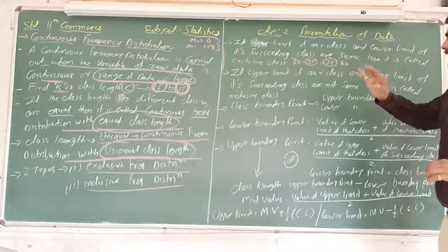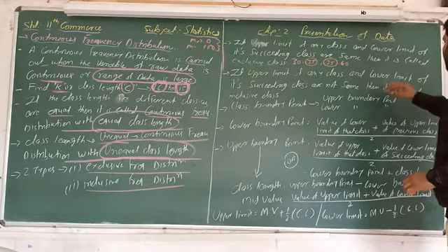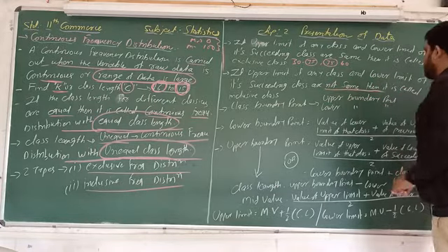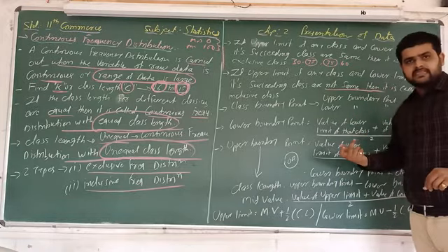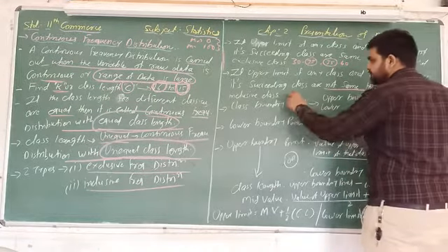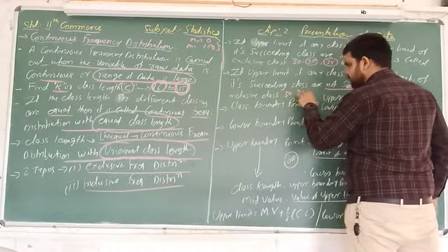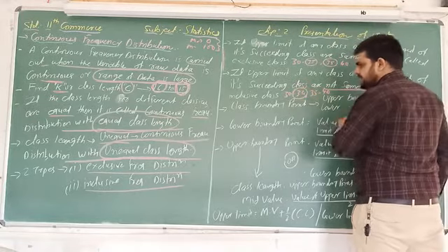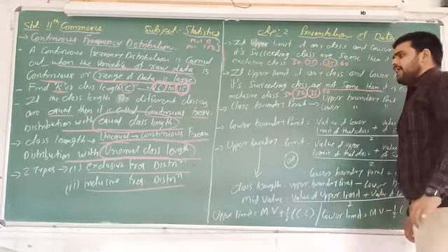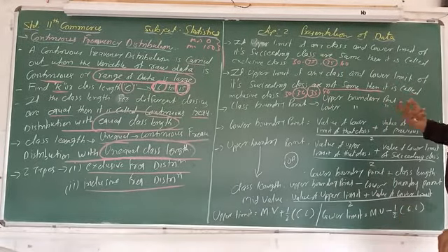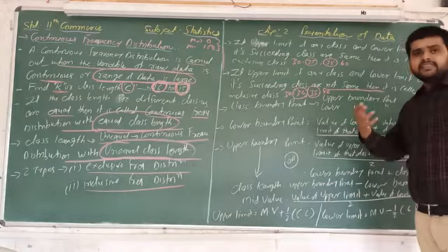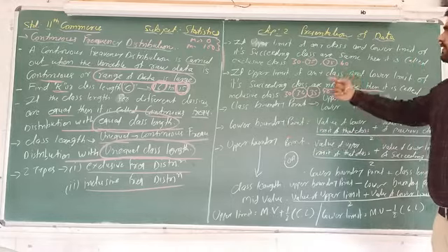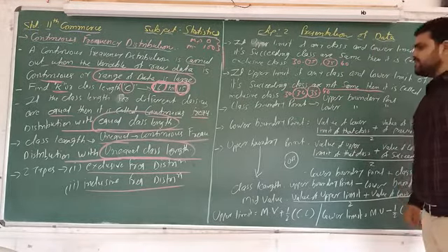Likewise, if the upper limit of any class and the lower limit of its succeeding class are not the same, then it is called inclusive classes. Let us take one example: 32-34, 35-40. Here the last digit is 34 and here it is 35. Both are not the same, so we can say it is an inclusive class. So there are two types: number one, exclusive class; number two, inclusive class.